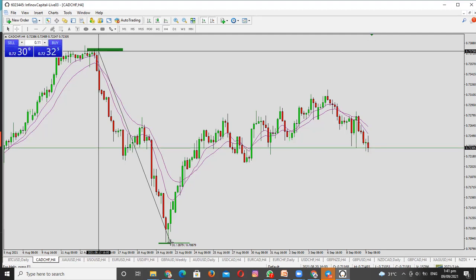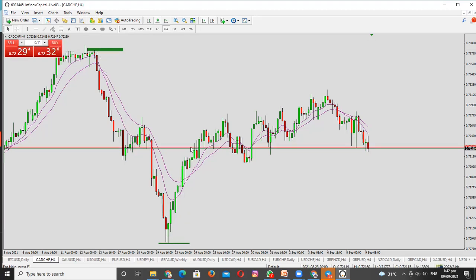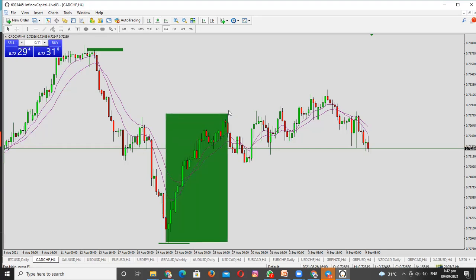A pipette is insignificant. We don't pay attention to it because it is not up to a unit. So you can say that the Canadian dollar fell 287 pips to the Swiss franc. How about this rise? It started rising from here, and rose all the way up to this level.